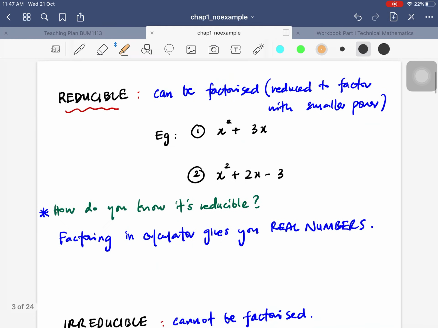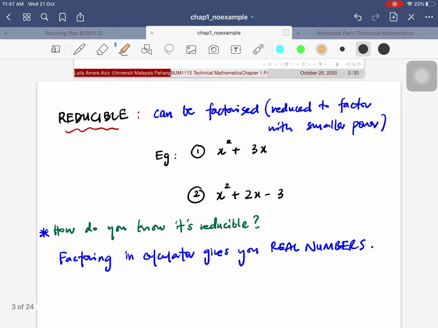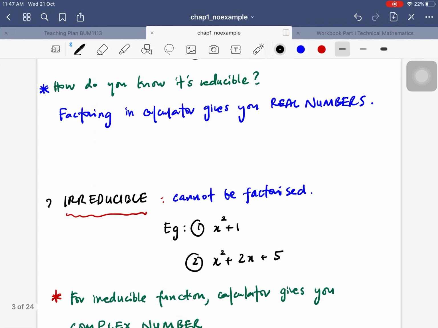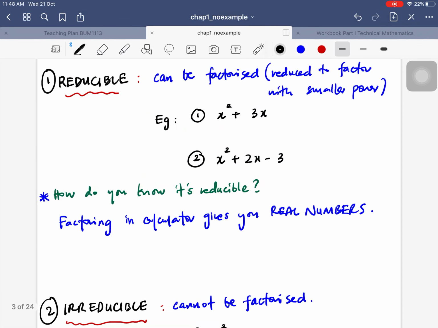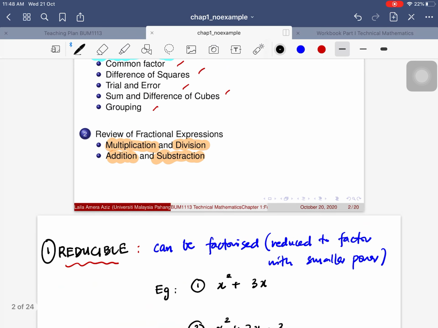Okay, before I start with the topic on factoring, I would like you to be familiar with these 2 terms right here. The first term is called being reducible. The second term is called being irreducible. Usually we use this for factors. For example, if I have x squared minus 1 or x squared plus 1, from here I can tell whether or not this is reducible or irreducible, based on the definition of the term itself.